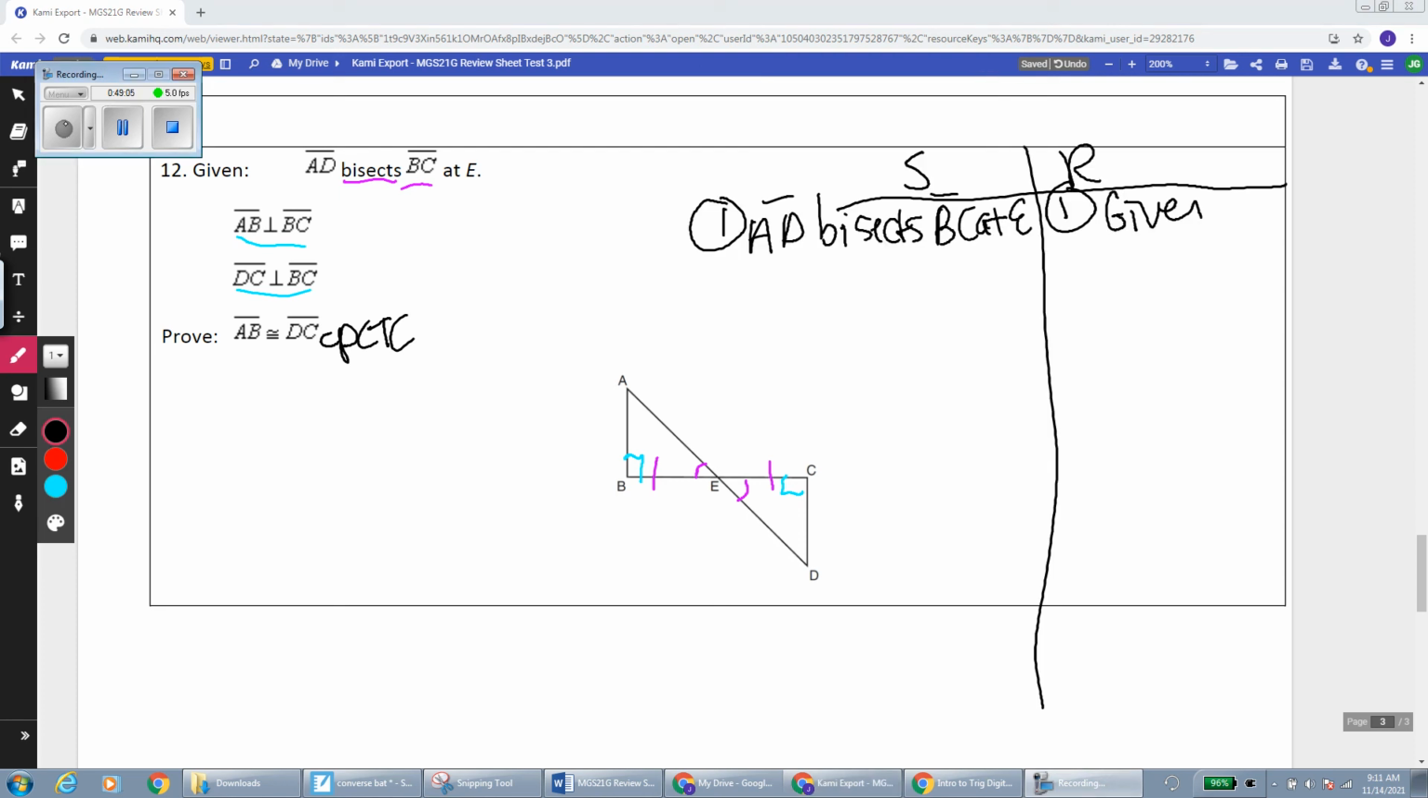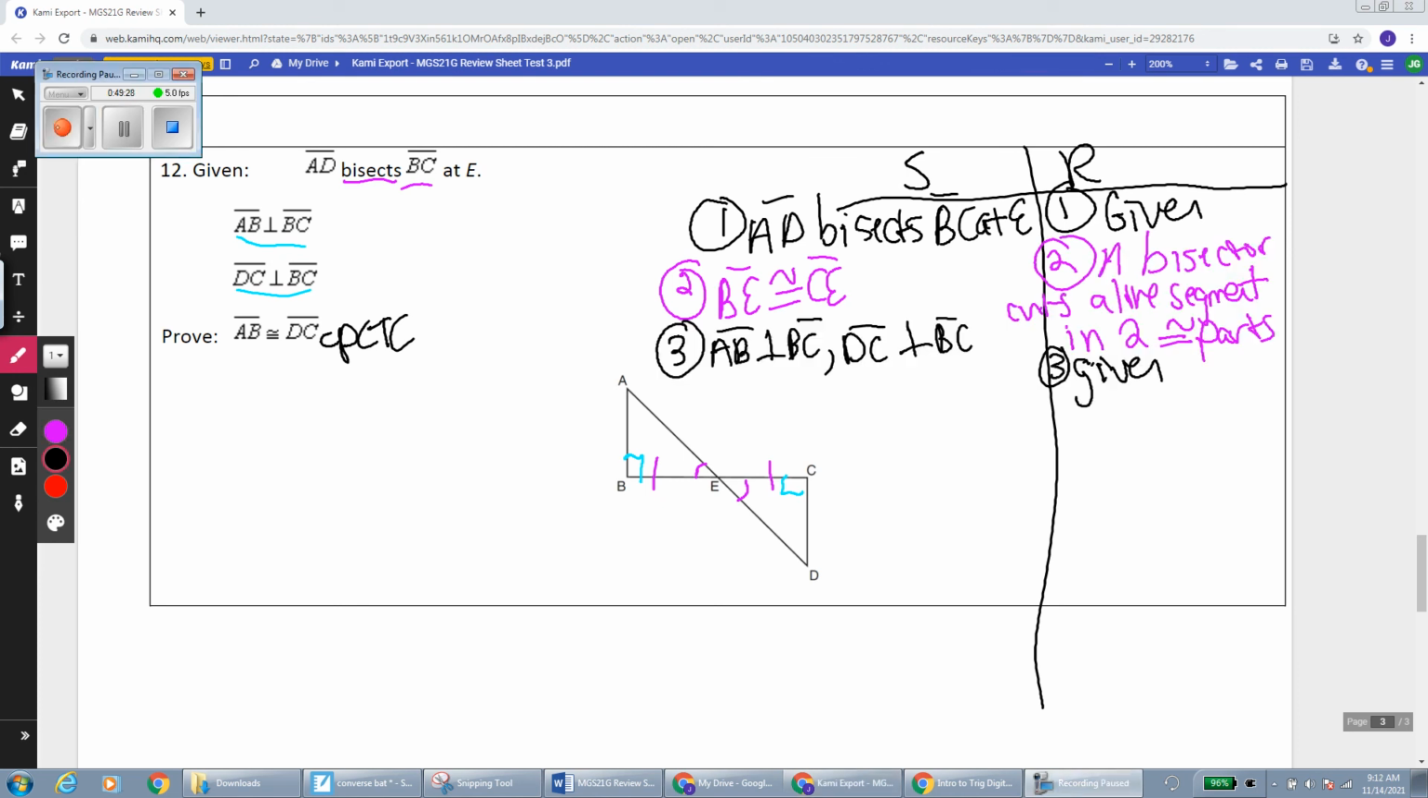So I wrote down my first given, that AD bisects BC at point E. From knowing that, we drew the conclusion that BC was split into 2 equal parts, BE and CE. And we can write as our reason that a bisector cuts a line segment into 2 equal parts. I went ahead and wrote down my next givens. That AB is perpendicular to BC and that DC is perpendicular to BC as well. From knowing that we had perpendicular lines, we drew the conclusions that we had right angles.